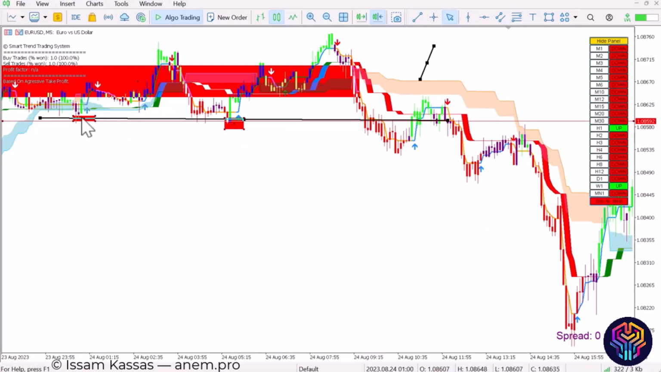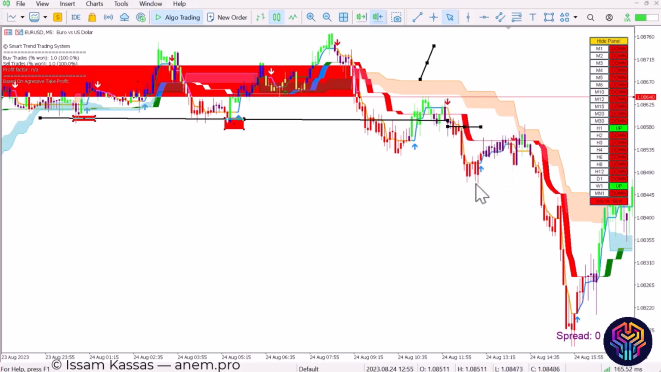So I break below the equal lows, and I'm below the smart cloud. That is going to be a nice sign that I'm going to be in a downtrend. So I got this entry here. In the same exact way, I'm going to enter at the close of the candle. My stop loss is going to be above here, above the previous high.